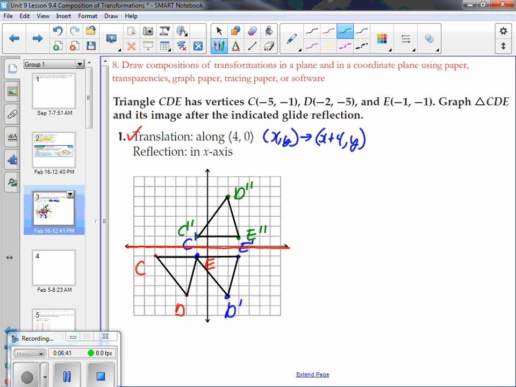We've talked before about how if you perform a translation or a reflection or a rotation, the resulting image is congruent to the pre-image. Is our final result there, C double prime, D double prime, E double prime, congruent to the figure we started with? It is. It better be, hadn't it? Because all we did to it were rigid motions that do not change the size or shape of the original figure. Okay? So, any questions on doing that glide reflection?